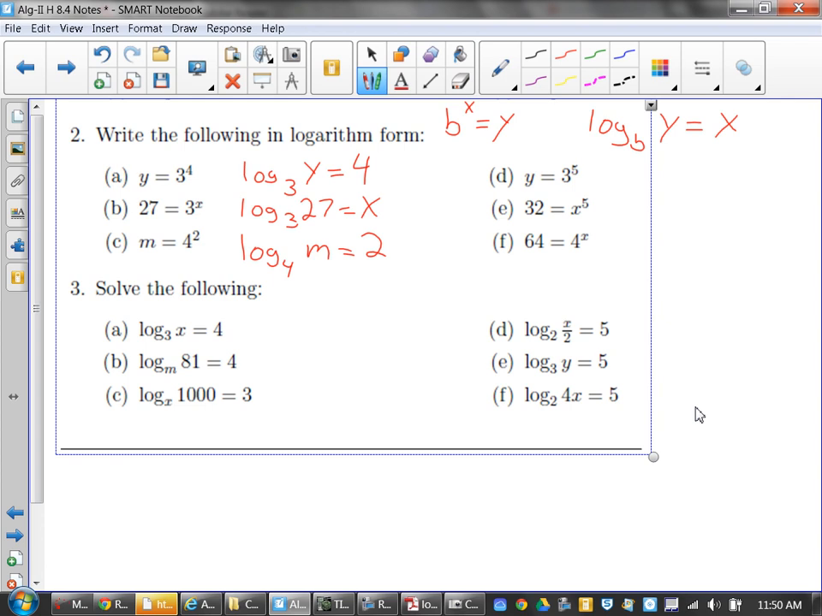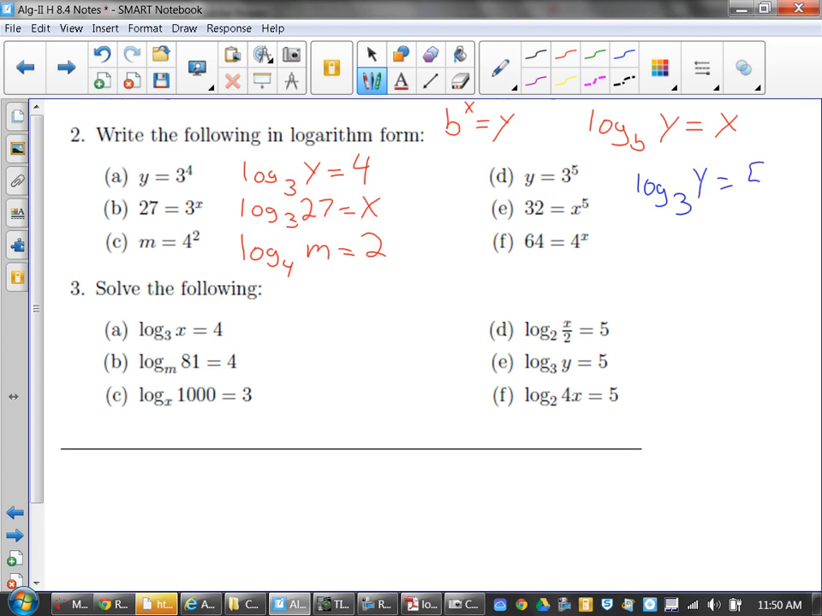On 3 to the 5th? So you have log base 3 of y is 5. Okay. All right, let's go to the solves then.